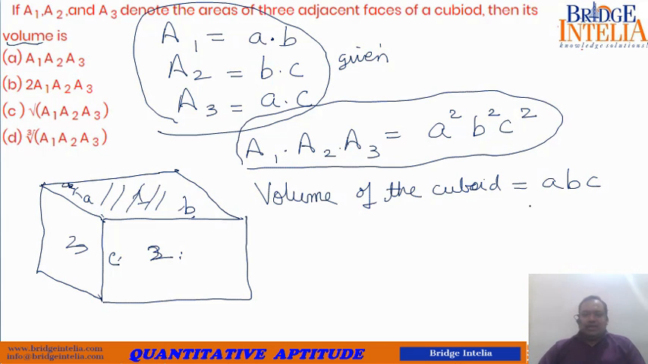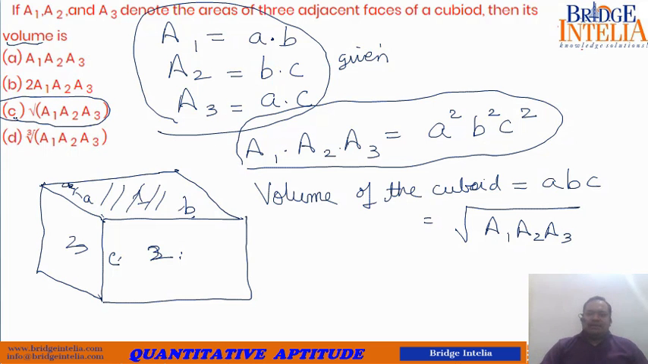So A, B, C is equal to what? Square root of A1, A2, A3. Why? Because A1, A2, A3 is equal to this. So if you take the square root, it becomes ABC. So what is the correct answer? This is the correct answer.